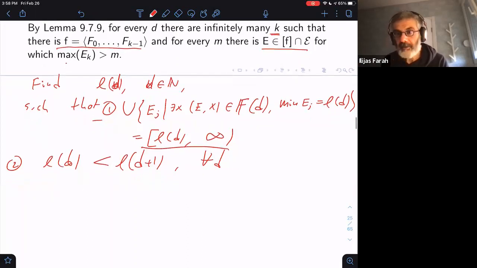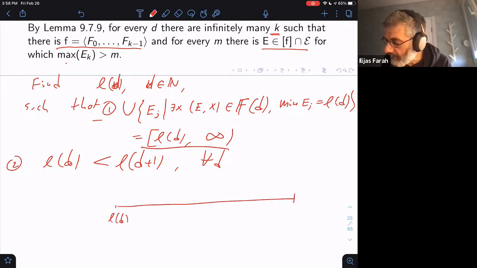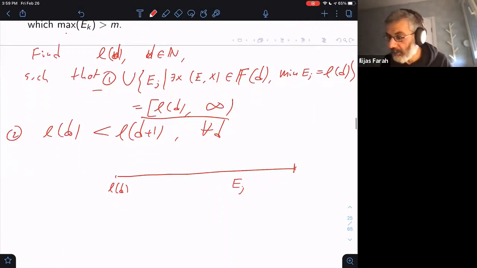Okay, so it's clear how we get it. Right? So the picture, I guess, is clear. We have here L of D, and we can find arbitrarily long intervals. So this is this E_J. For something in our set, we can make it as long as we want.